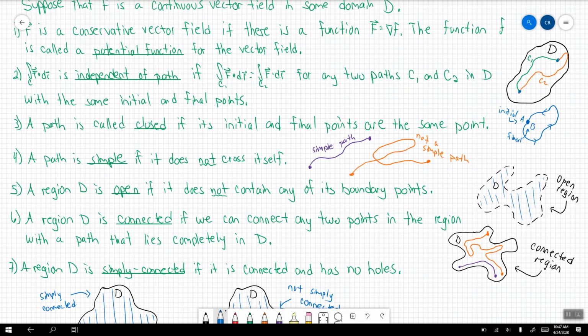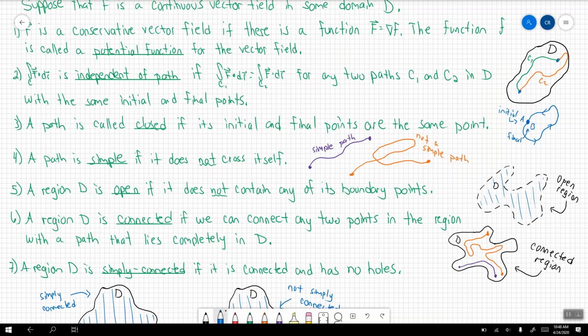So these are the definitions that we are going to be working with in chapter 16. Any type of problem that references independence of path, simple, open, connected, or simply connected will rely on these definitions, so we do have to know them. However, I will not have you write one of these definitions on an exam. I only want to know, do you understand what these definitions say, and do you understand how we can implement them within our work?